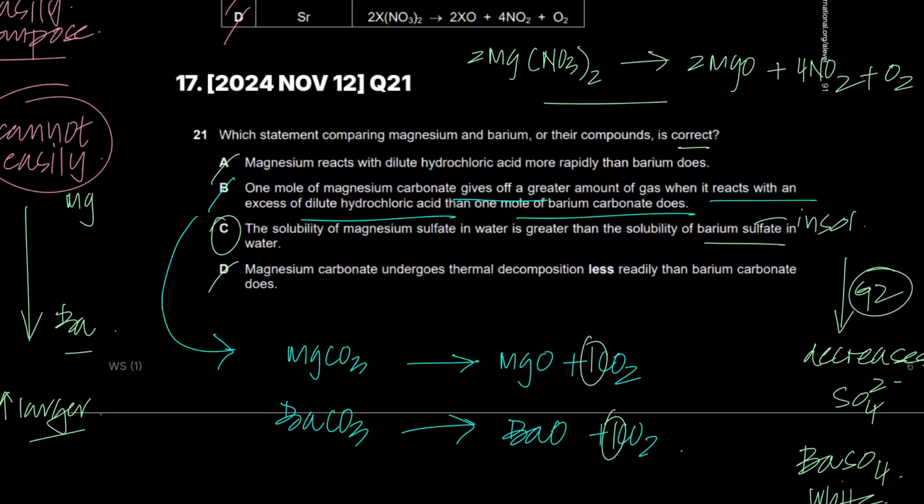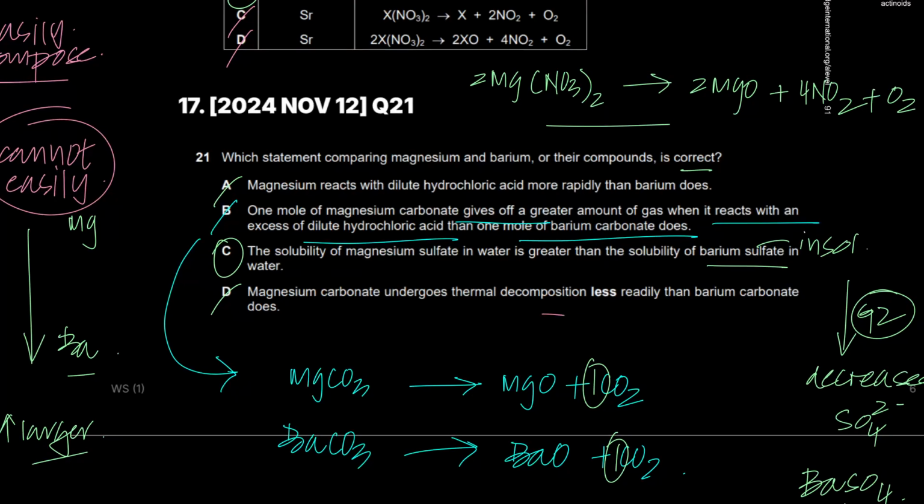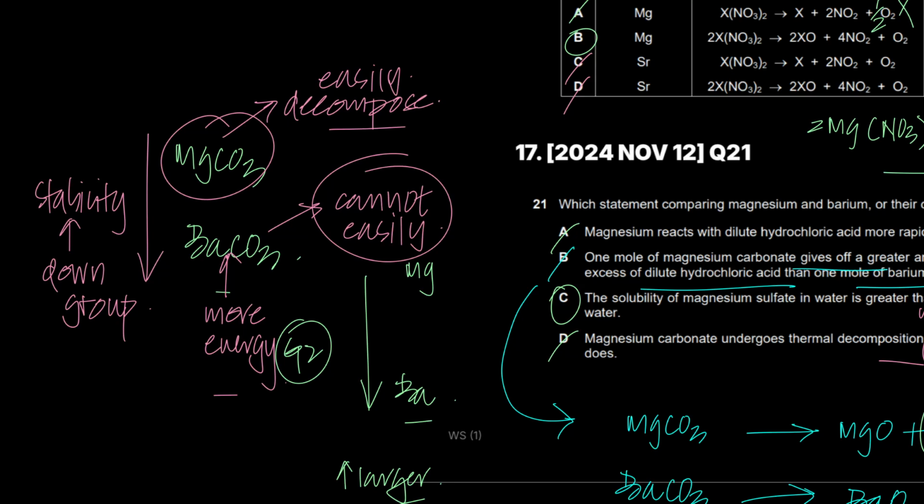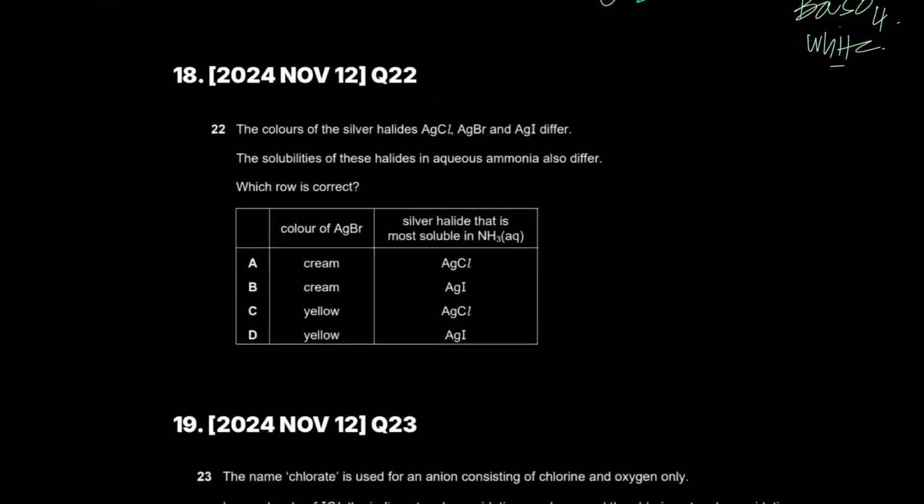So it says magnesium carbonate undergoes thermal decomposition less readily. No, more readily. It's less thermally stable. Less stable means you can break it easily; less energy would be required to break it. And I've also given you the reason for it, which is not a part of your course. You'll study that at A2 level: the magnesium ion is much smaller, so it can distort the carbonate ion, and therefore you can easily thermally decompose it. It's less stable thermally.